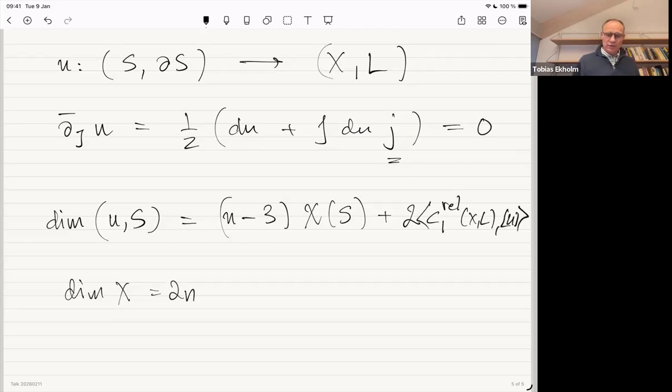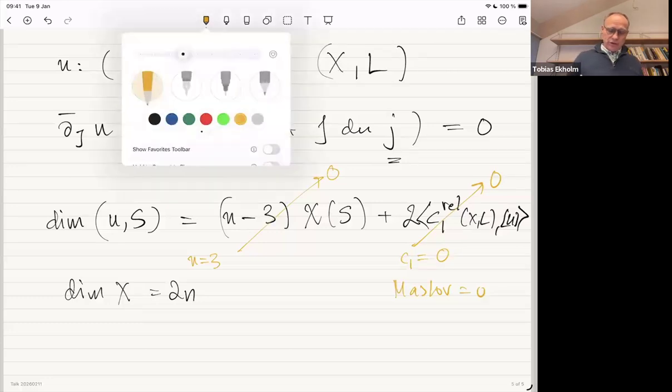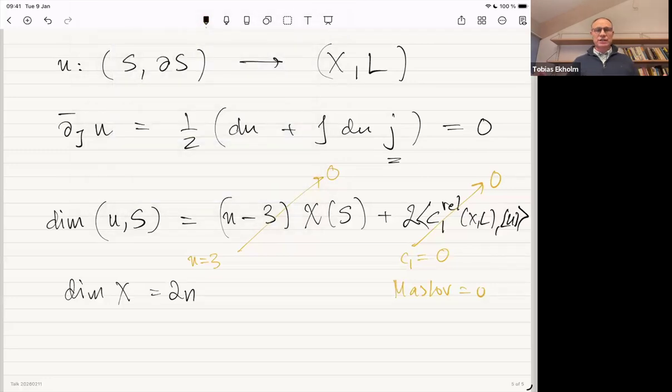Now in our case, n is equal to 3, so the first term goes away, and c1 equal to 0 and Maslov index equal to 0 imply that the second term also goes away. So for us, all the holomorphic curves that we see have dimension independent of the Euler characteristic and independent of everything. This is the Calabi-Yau threefold with Maslov index 0.